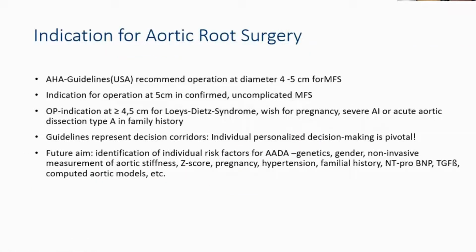So, taken together, the indication for aortic root surgery in regard to American guidelines is 4 to 5 centimeters for Marfan syndrome. In my opinion, this is the opinion of most surgeons and experienced centers. The indication for operation is 5 centimeters in confirmed Marfan syndrome. The operation indication is already at 4 to 5 centimeters for Loeys-Dietz syndrome, wish for pregnancy, severe aortic insufficiency, or acute aortic dissection type A in the family history. The future aim is actually to do more research on genotype-phenotype connection and finding individual factors that allow a stratification of the risk for any individual person. So this is personalized medicine, but today we are not at that point so far.